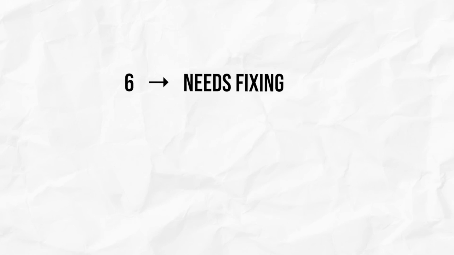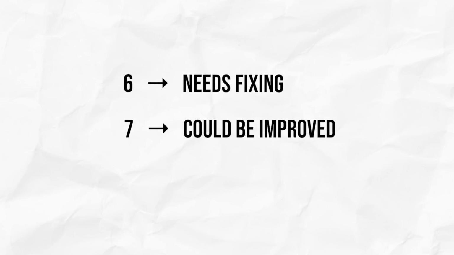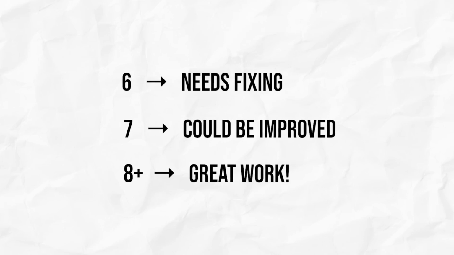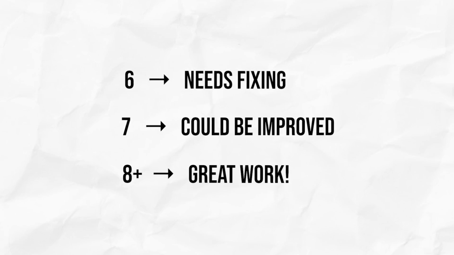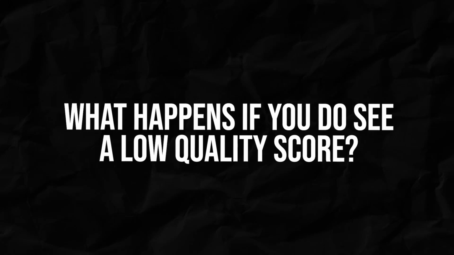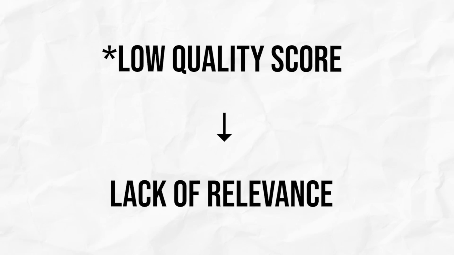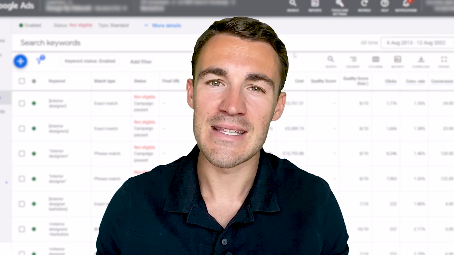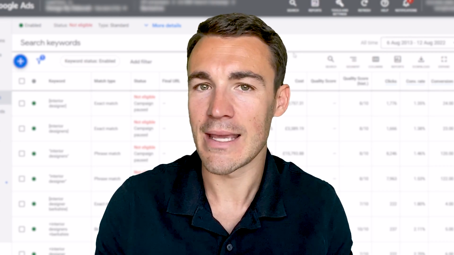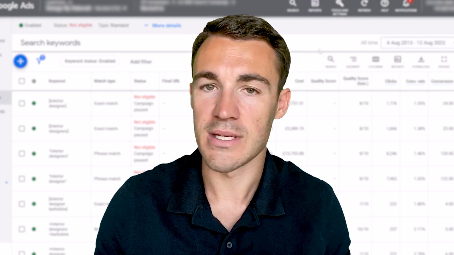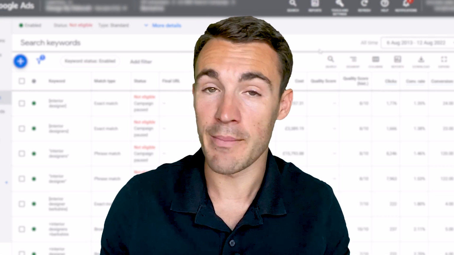In terms of benchmarks, anything below 6 is something to worry about. 6 or 7 is okay, but could be improved. 8+ is really quite good. Happy days. What happens if you do see a low quality score? Well, often quality score is a signal of lack of relevance. Let's say, for example, your ad isn't quite matched up perfectly with the keyword that you're seeing a lower quality score for, or the landing page isn't quite matched up.